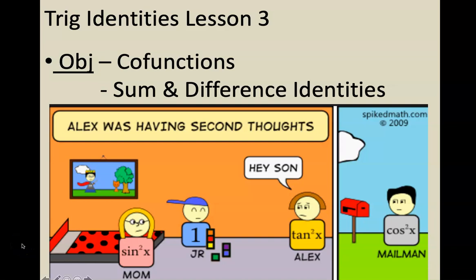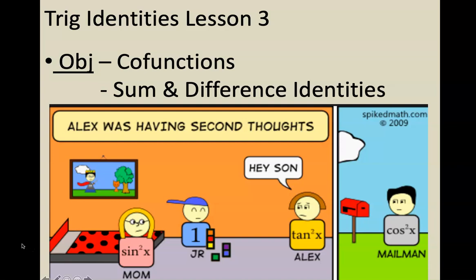Hi guys, this is our Trig lesson 3 over the identities. We're going to talk about cofunctions, what those are, like what does it mean to be a cosine, cotangent, cosecant, and we're also going to talk about the sum and difference identities, and there's going to be a little music in this too, so bear with me and my horrendous singing voice.